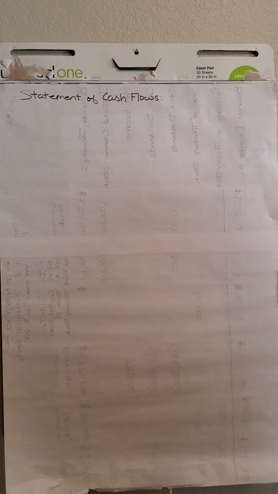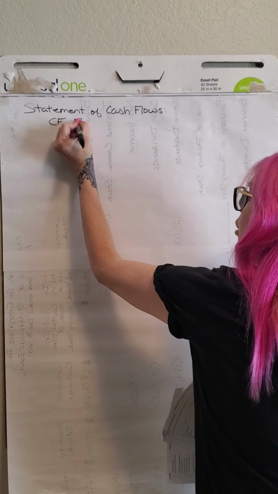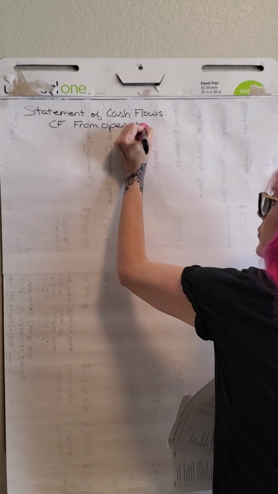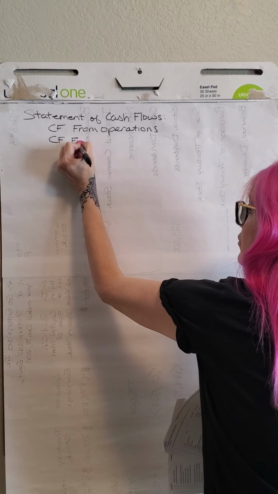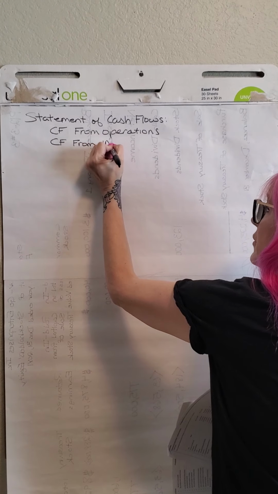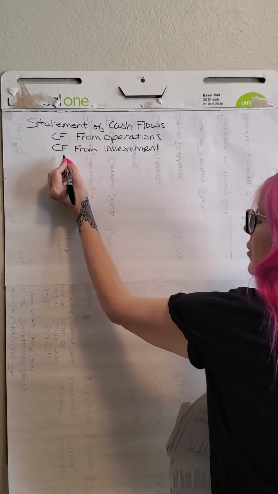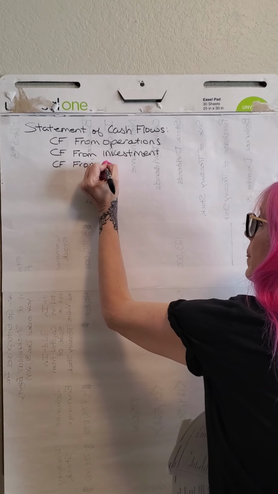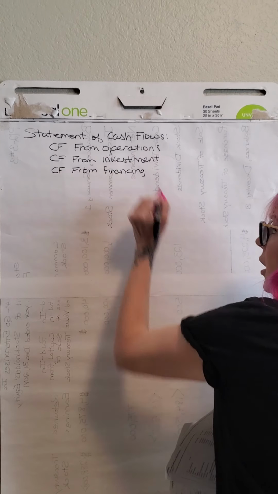As such, it's got 3 sections. I'm going to put CF, so CF from operations. So that's our revenue and expense transactions. We're going to have cash flows from investment activities, and that's buying and purchasing plant assets. And then we're going to have cash flows from financing. And that is like issuing stock and bonds, okay?